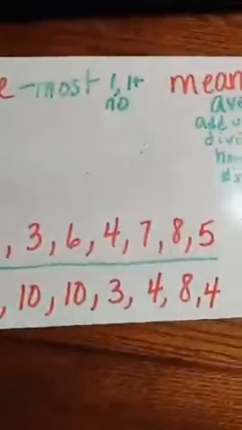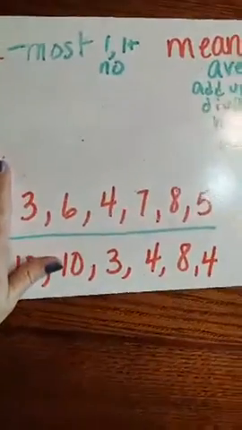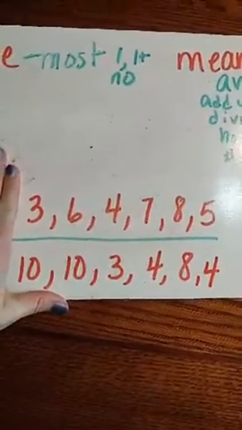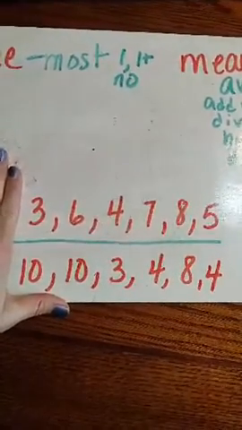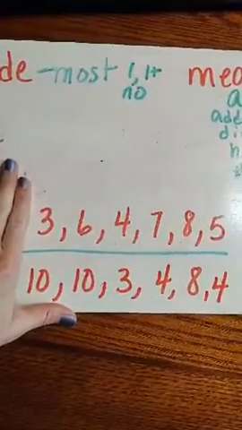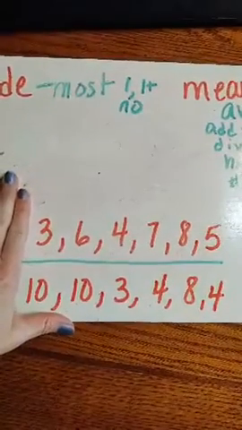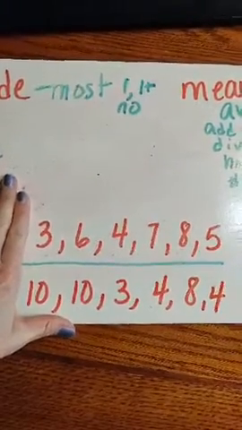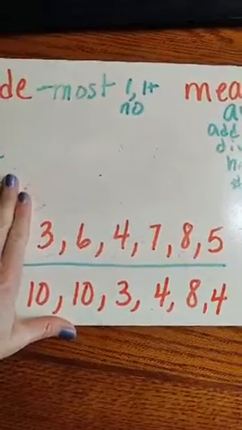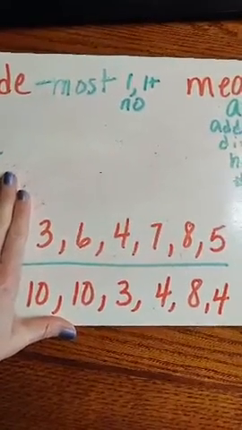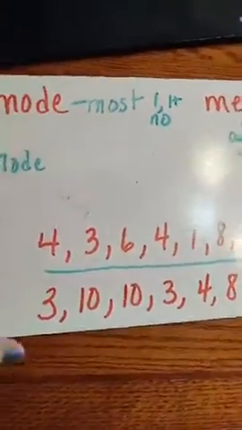Now, if we go back to this first row of data, and let's say this one is not here, and I look at these, 3, 6, 4, 7, 8, and 5, and they all happen the same amount of times, this is a case when I have no mode. So if all the numbers happen an equal amount of times, there is no mode. They could all happen once, twice, or 3 times. But if they all happen the same amount of times, there's no mode. All right, so we've figured out mode.